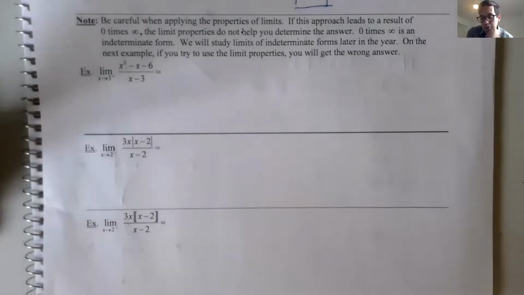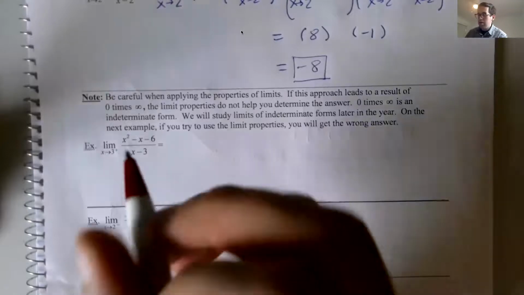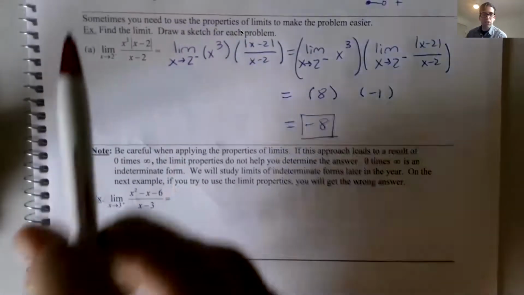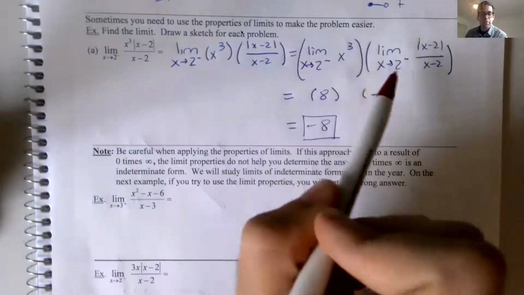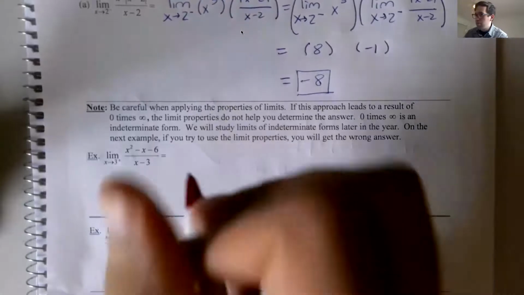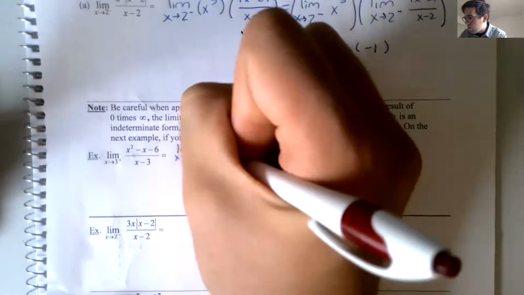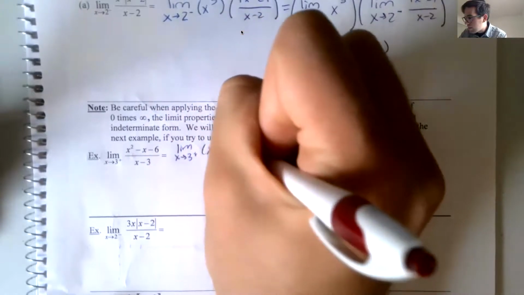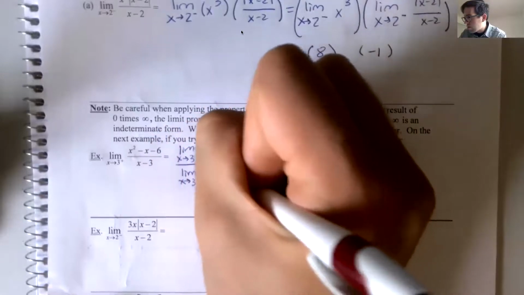So let's try this first question here. The limit as x approaches 3 from the right of x squared minus x minus 6 over x minus 3. So what is this note talking about? If we thought about splitting this using properties of limits, just like we split this into 2 limits multiplied, we could split this into 2 limits divided. So if we tried, we could have the limit as x approaches 3 from the right of x squared minus x minus 6 over the limit as x approaches 3 from the right of x minus 3.